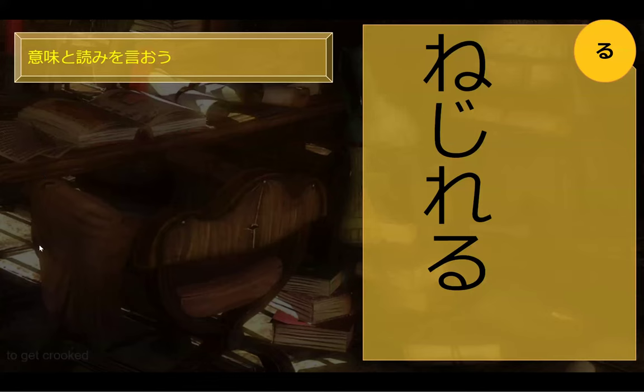Nejireru. So this kind of means crooked in this context. It's going to be referring to a crooked tail, like the crooked tail that a cat can have, something like that.